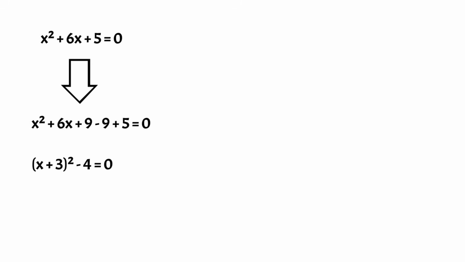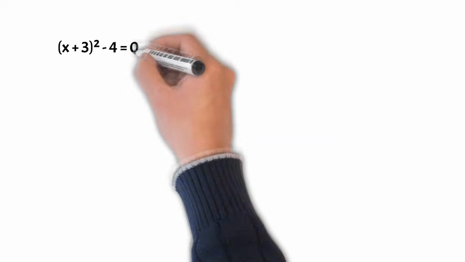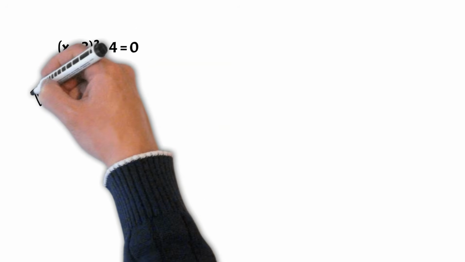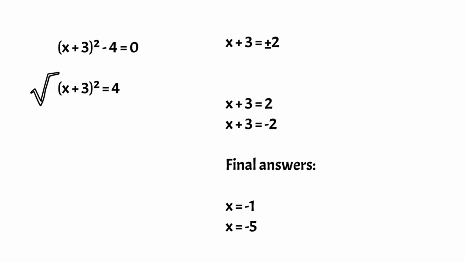This gives (x plus 3) all squared, minus 4 equals 0. Now add 4 to both sides. We get (x plus 3) all squared equals 4. Take the square root of both sides. Remember to include plus or minus. So, x plus 3 equals 2, or, x plus 3 equals negative 2. Therefore, x equals negative 1, or, x equals negative 5.